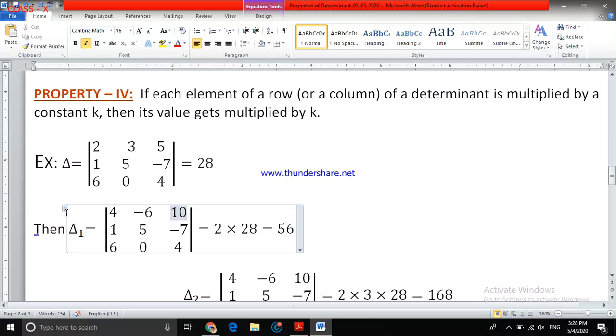So in the delta 1 matrix, I am multiplying the first row with 2. Hence I am multiplying only one row, not all the rows. Only one row is multiplied with a constant. Then what happens is the determinant of delta 1 will become twice the determinant of delta. So here it is 28 and this will become 56.